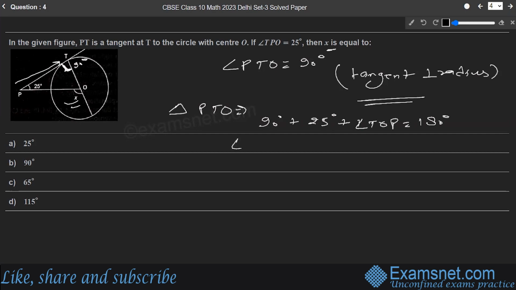If we add them together, the angle TOP comes out to be 180 minus (90 plus 25), that is 180 minus 115, and that is nothing but 65 degrees. So angle TOP comes out to be 65 degrees. Now we are supposed to find out angle X.